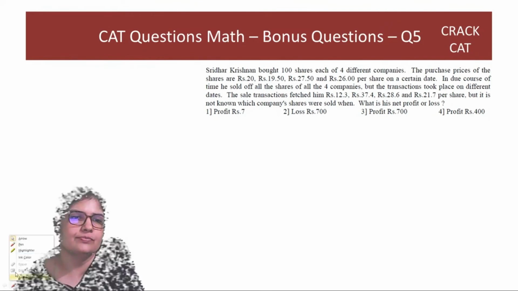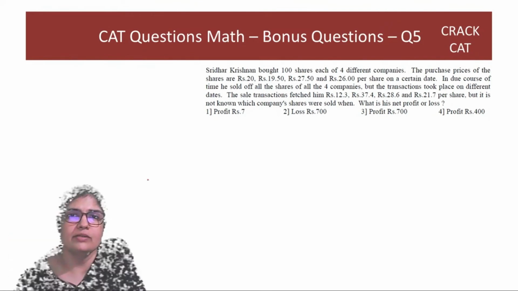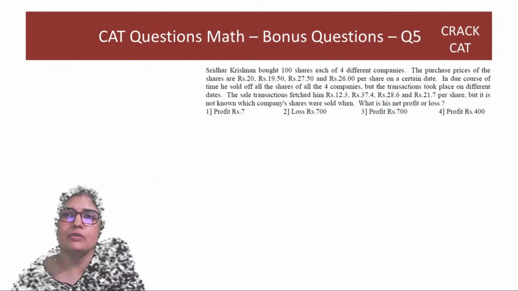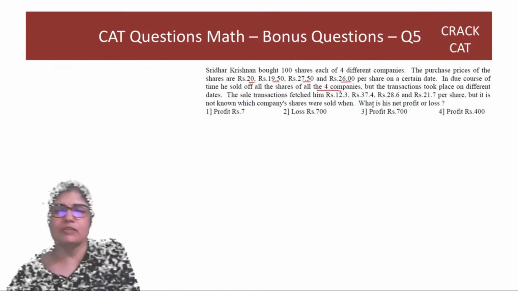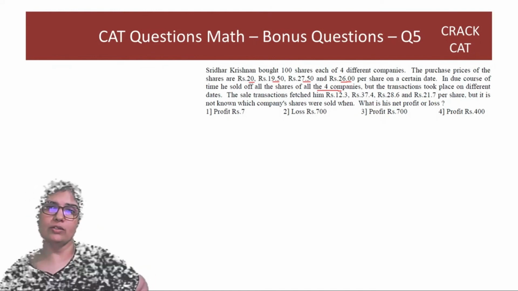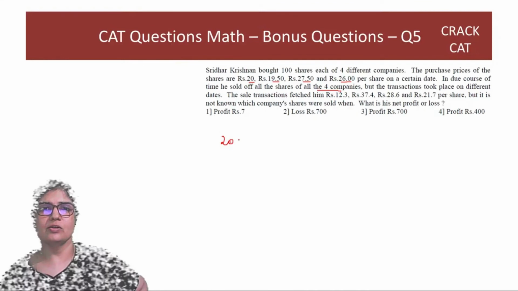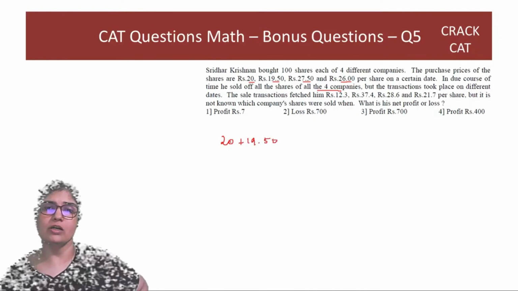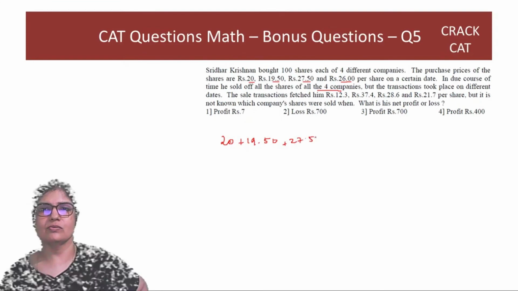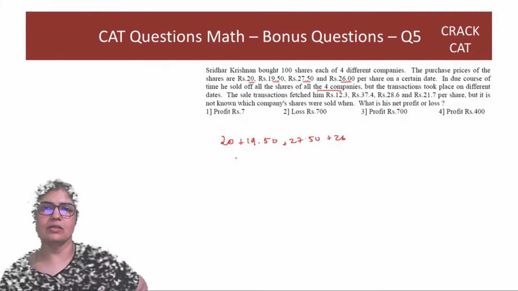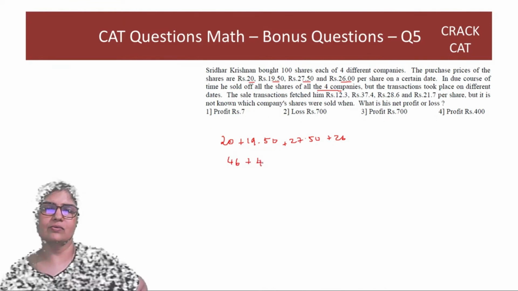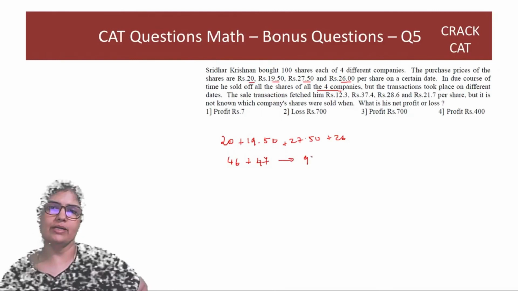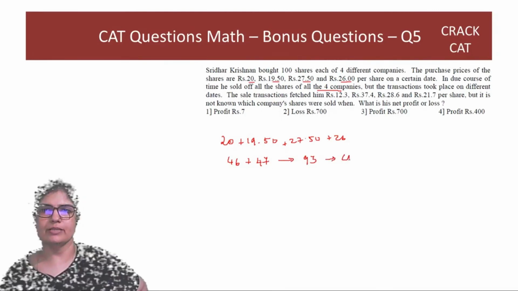Fifth question. Sridhar Krishnan bought 100 shares each of 4 different companies. Purchase prices of the shares are A, B, and so on. In due course, he sold his shares of all the 4 companies, but they took on different dates. We don't know which he sold at what. So what we'll do is just add up all of these. This is the total cost price we can find out. So that is 46 plus 47, so that works out to 93. That is the total cost price.